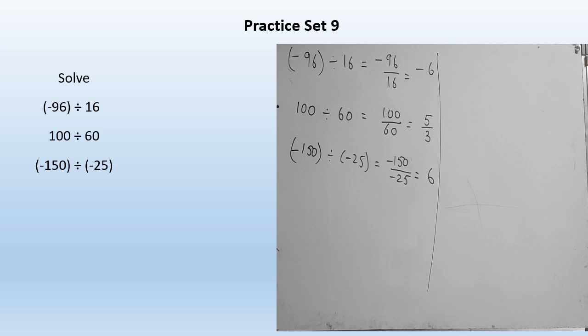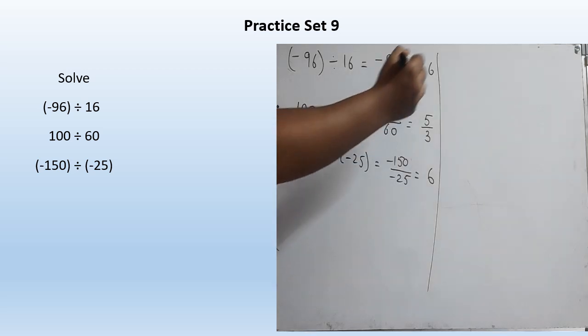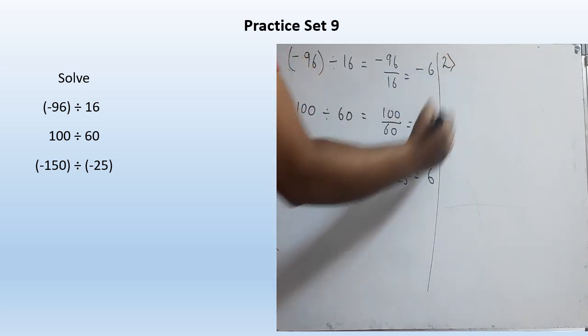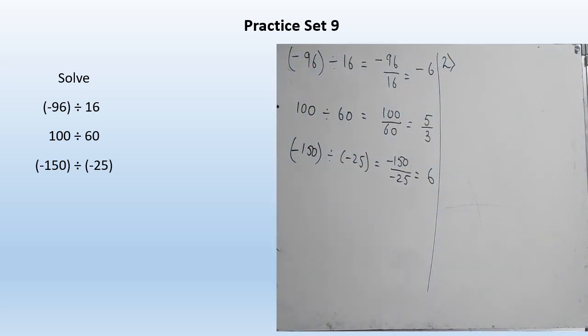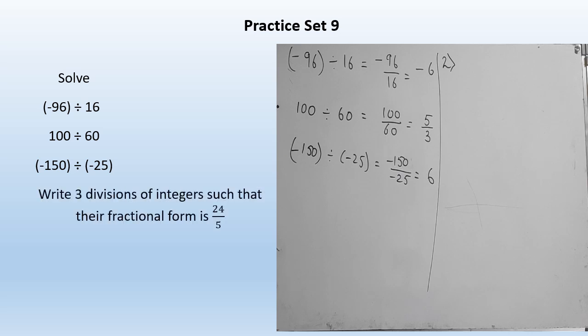Now we are going to look at one more type of sum, which is sum number 2 over there. The second sum over there says write 3 divisions of integers such that their fractional form is 24 upon 5. I'm reading the question one more time. It says write 3 divisions of integers such that their fractional form is 24 upon 5.